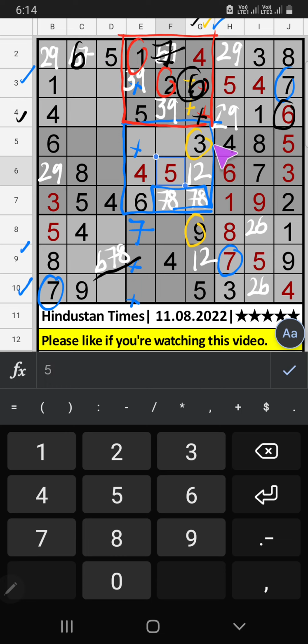Column G, 2 numbers are remaining, 7 and 8. Second grade, we already have 7. So 7 can't come in the cell, 7 is confirmed here. Then 8 is here. 7th row, only one number is remaining, 8. 8 is confirmed here.